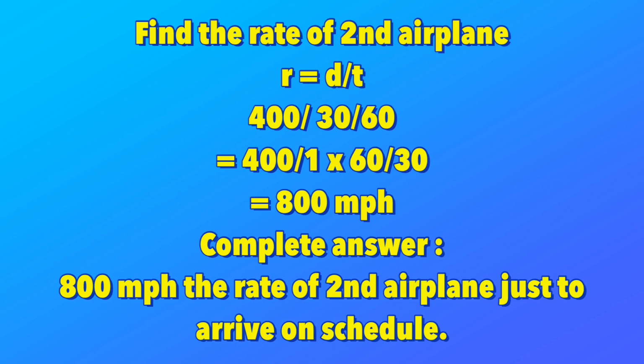So 400 over 1 times 60 over 30. Then by cancellation method, we have 60 divided by 30 equals 2, 30 divided by 30 equals 1. Then horizontal multiplication, 400 times 2 equals 800 miles per hour. Our complete answer, 800 miles per hour, is the rate of the second airplane to arrive on schedule.